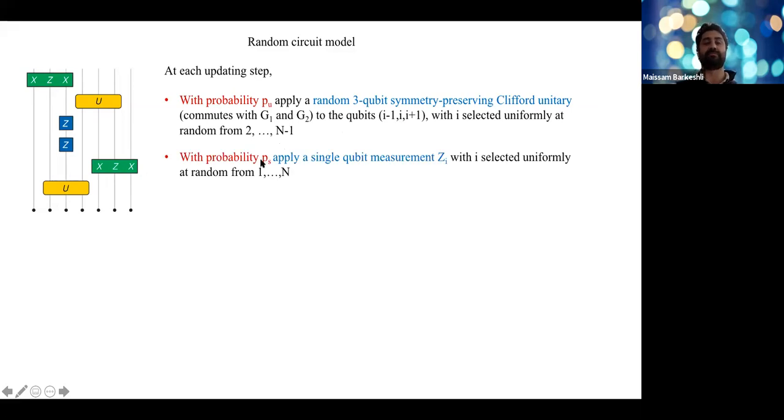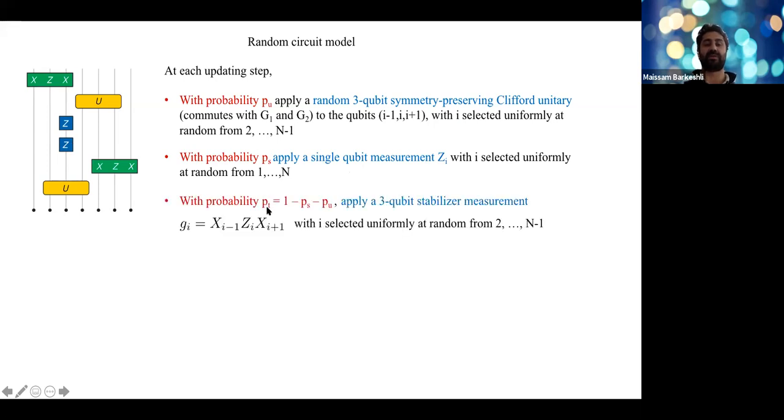Then with probability PS, we're going to apply a single qubit measurement Z_I with I selected uniformly at random. And then with probability PT, which is 1 minus PS minus PU, we're going to apply this 3-qubit stabilizer measurement, again, with I selected uniformly at random. So at every updating step, we're only applying one unitary gate or one measurement to the entire system.